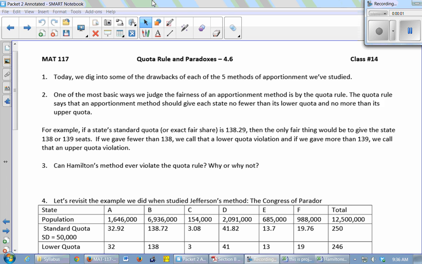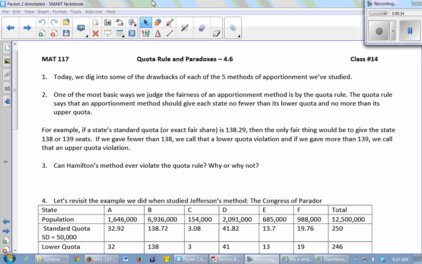So today we're going to dig into some of the drawbacks of each of these 5 methods. We spent sort of like three days, I think, just learning how to do it, right? And we noted as we went, oh, this one seems fairer, this one seems easier. But we're going to spend a whole day now looking at what's good and what's bad about the 5 methods now that we fully know how to do each of them.